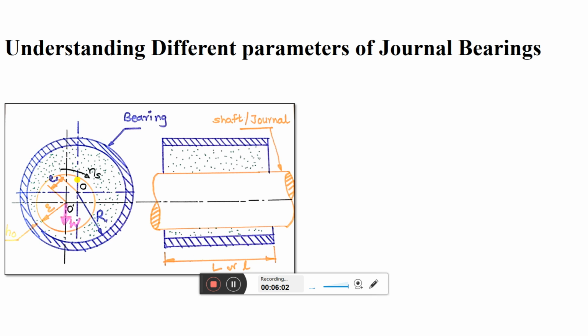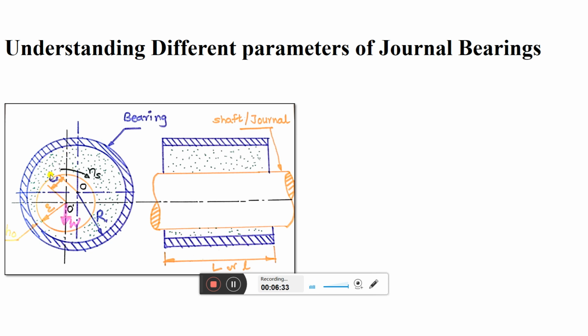At the full speed of the shaft, that means when the shaft is rotating at full speed, contact between the bearing and journal is lost, and we can say a perfectly hydrodynamic journal bearing is working and wedging action is taking place. So this is a fully developed hydrodynamic journal bearing, and we will also have this case only.